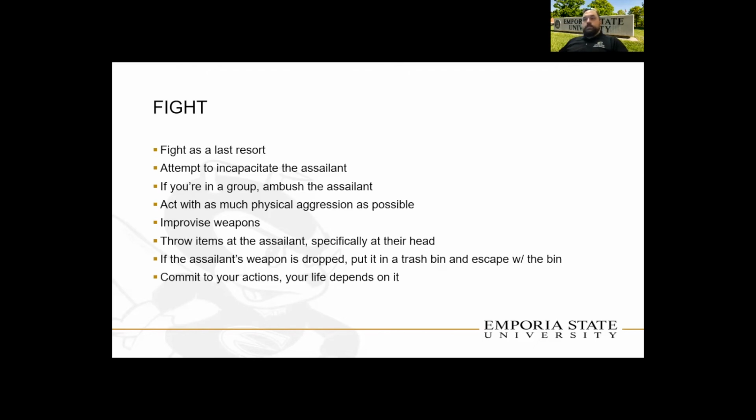If the assailant's weapon is dropped and it's safe to do so, put it in a trash bin, and escape with the bin. If you escape with the bin, carry it over your head. Do not just pick up the weapon and run out of the room with the weapon, because then you are going to look like you're the assailant. And we don't want that. So that's why we say put it in a bin, carry it over your head, and once you get outside and safe, let the officers know that you have the weapon in this trash bin. And then commit to your actions like your life depends on it.